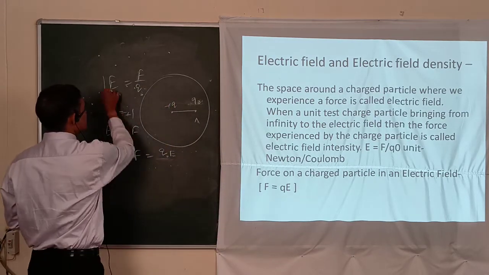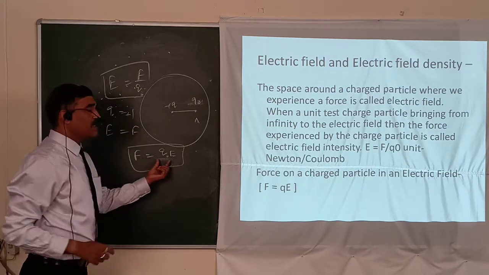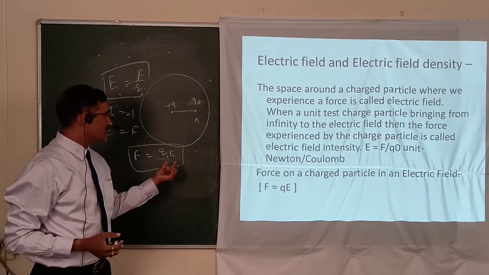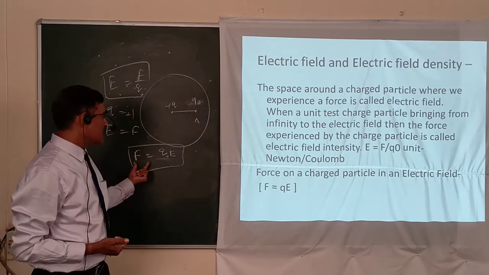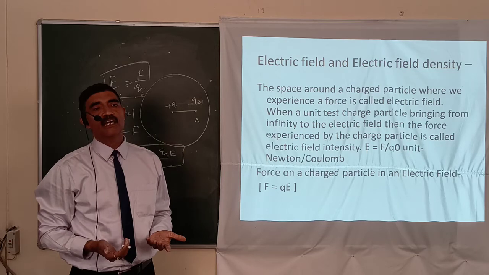And from here we get this formula. From this formula we can get F equal to Q naught E. It means that if any charge, suppose a charge Q naught, is placed inside the electric field, then it will experience a force whose magnitude is given by Q naught E. If the charge is Q, then the force will be given by QE.